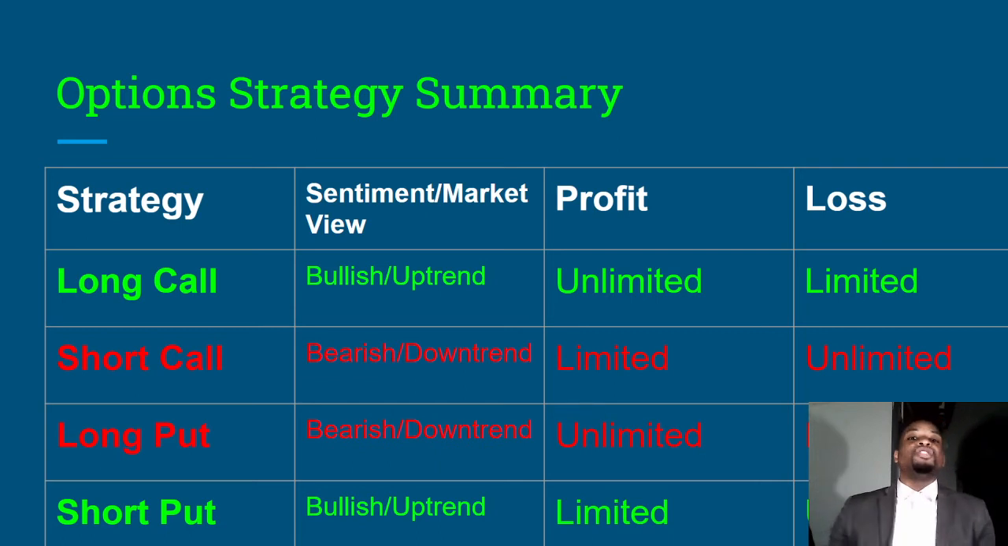Long put means you're bearish and you feel like it's a downtrend as well, and that comes with unlimited profit but limited loss. A short put, you feel is bullish, the market is going up, but you only can make a certain amount of money off these types of trades, and your loss again is unlimited with that short put.